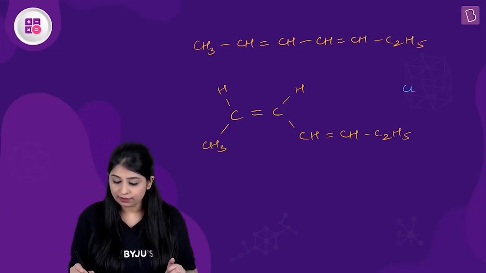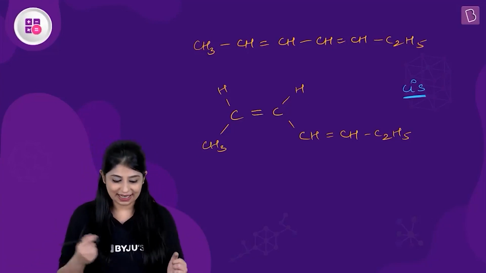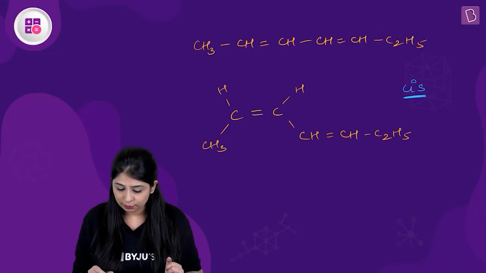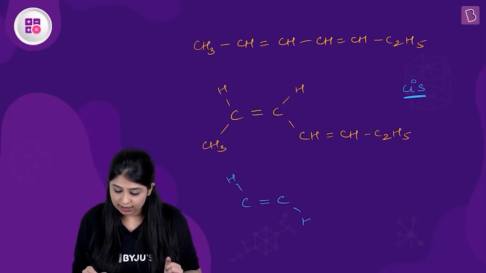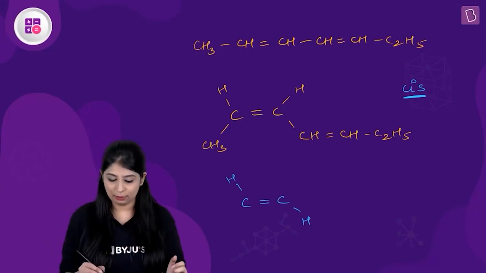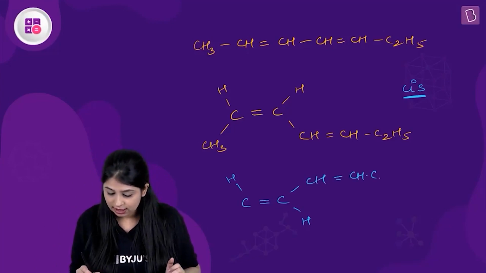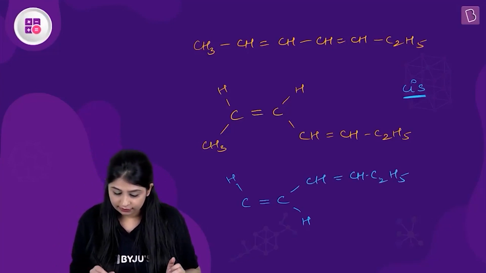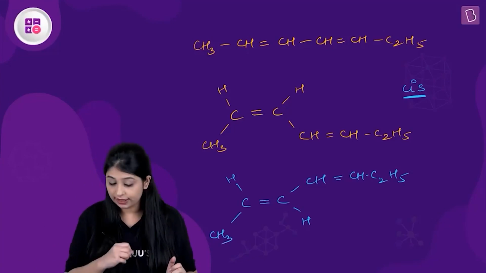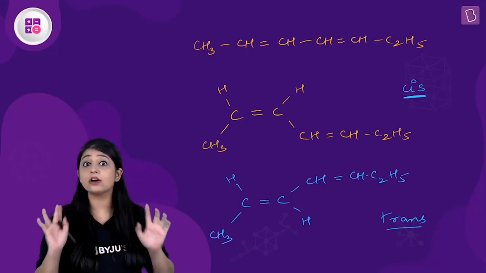So right now, the isomer that we have in front of us is cis. Let's draw one more. That would be trans. So in trans, both of the H will be on the opposite side of the C double bond C. CH double bond CH, C2H5, CH3. So this is trans. Right now we are just focusing on the first double bond.